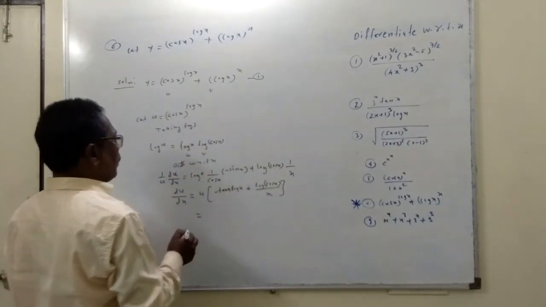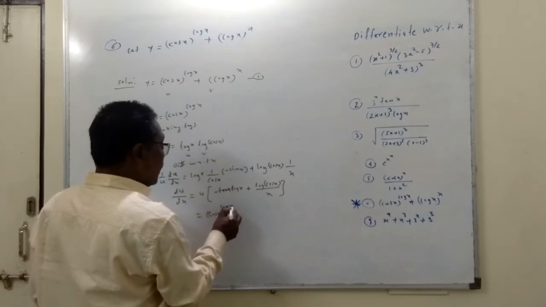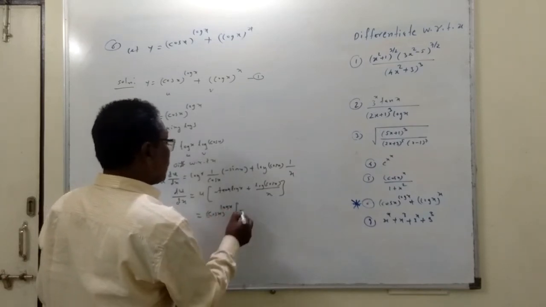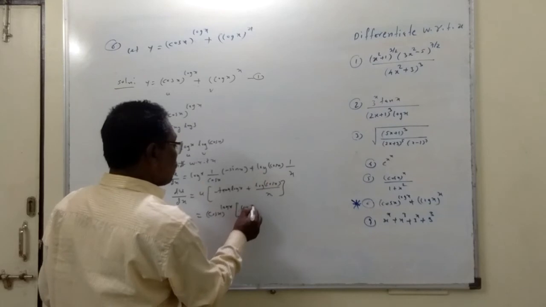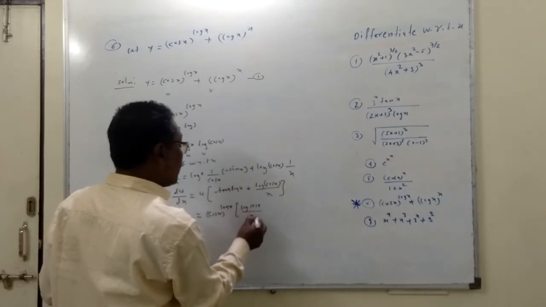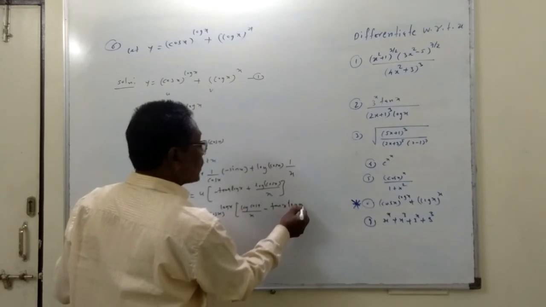Now introduce the value of u. So du by dx is cos x raised to log x into the bracket, first we will write the positive term, log of cos x divided by x, minus tan x log x.